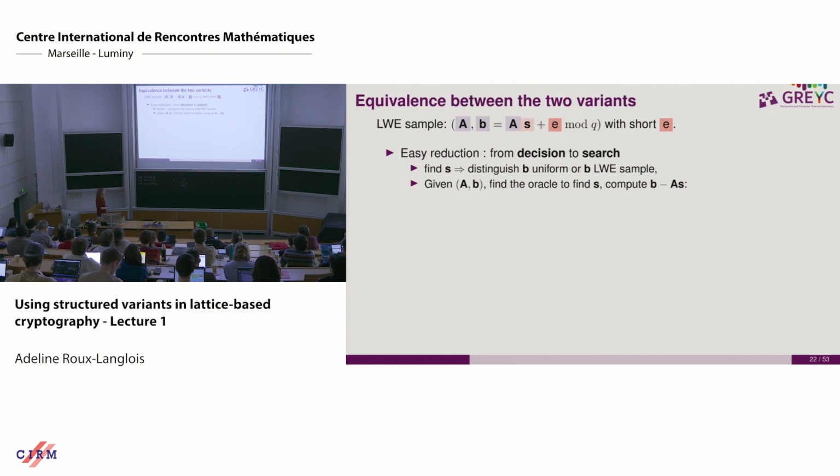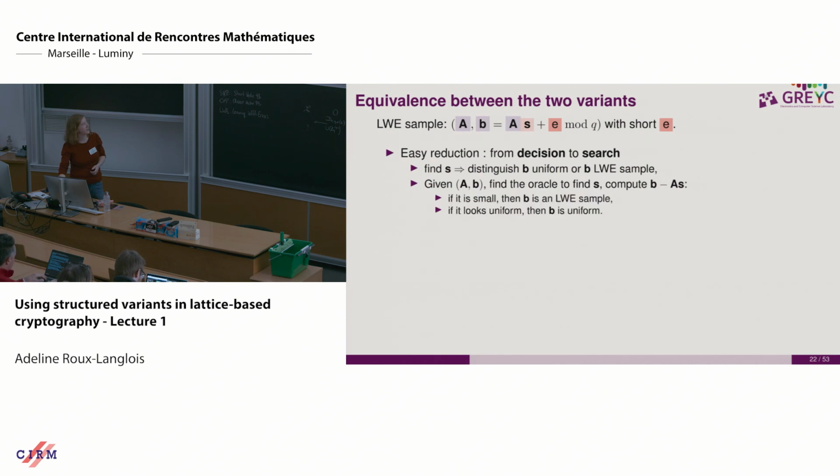So I have an oracle. I give it A, B, it answers S, and I compute B minus A times S. And I have two possibilities. Either it is small, in this case I recover my noise, and then it should be an LWE sample. Or it looks uniform: in this noise I have several coordinates, so either they are all small, in which case I'm sure it's a noise, or they are between 0 and Q without any bound on the size, and then I know it's uniform. So this one is quite direct.